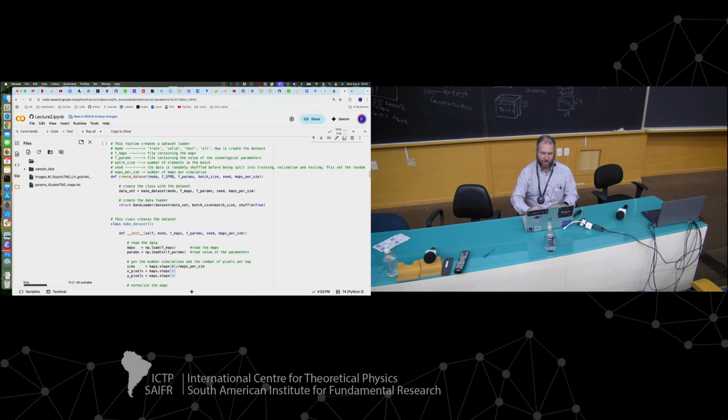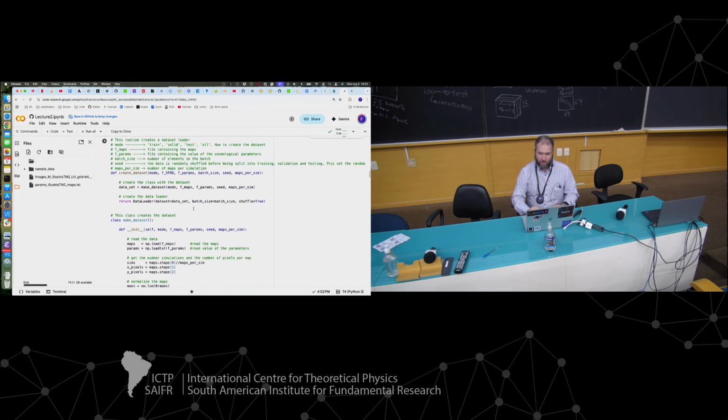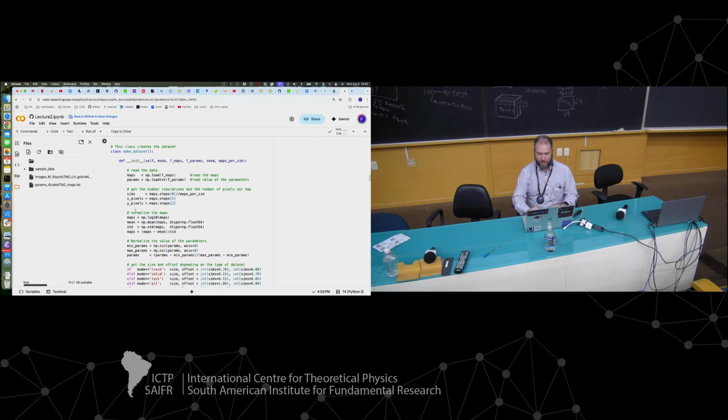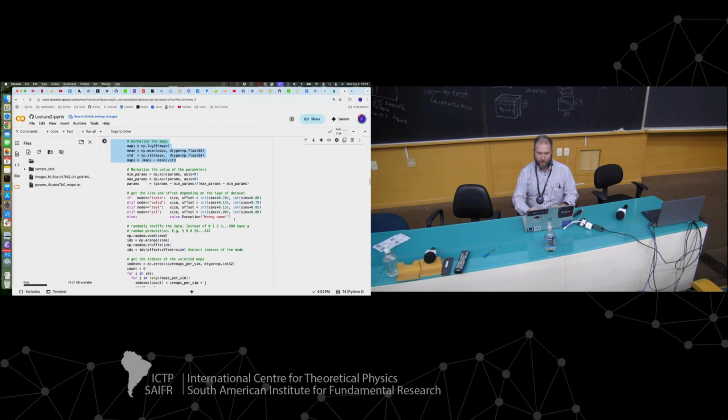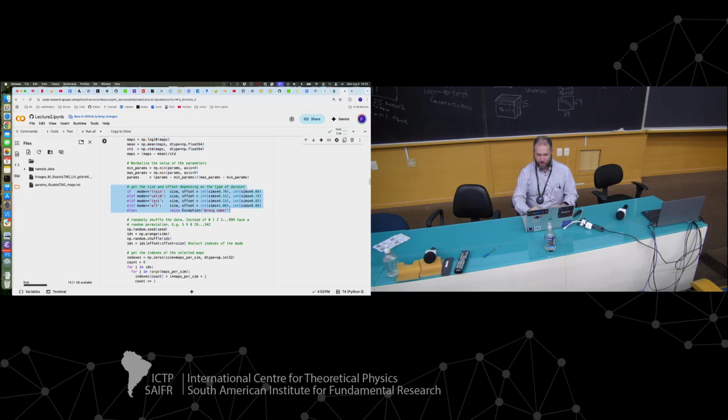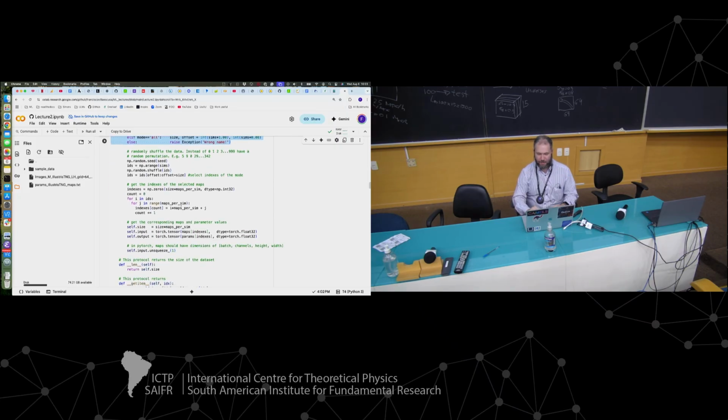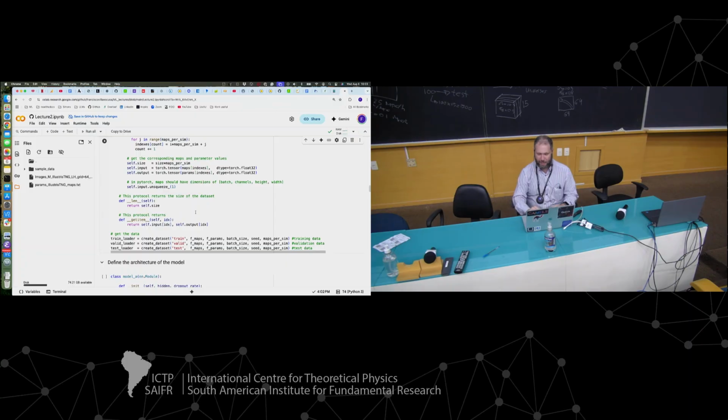Okay, so I'm going to execute this. This is basically the way that we create the dataset. You can go into detail about this, but we are reading the maps, calculating the dimensions, normalizing, and splitting into training, validation, and testing. Really nothing fancy here, and I don't think it's worth going into more detail. So I'm just executing this, creating the dataset.